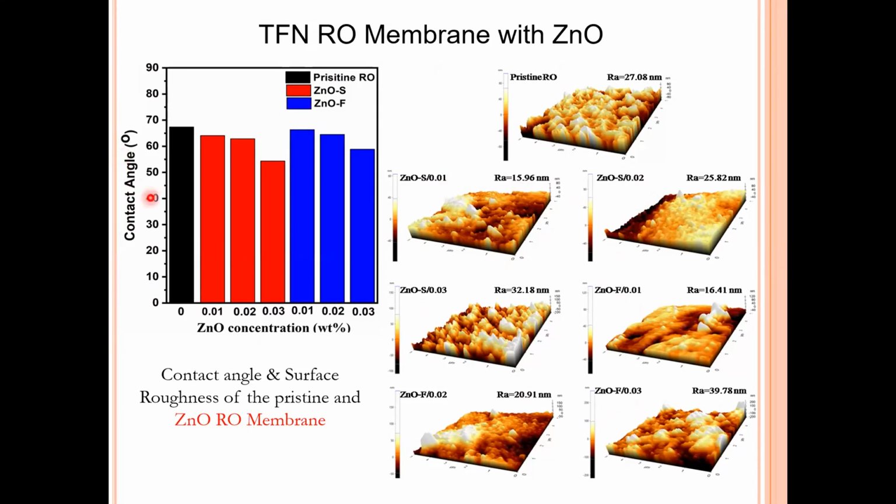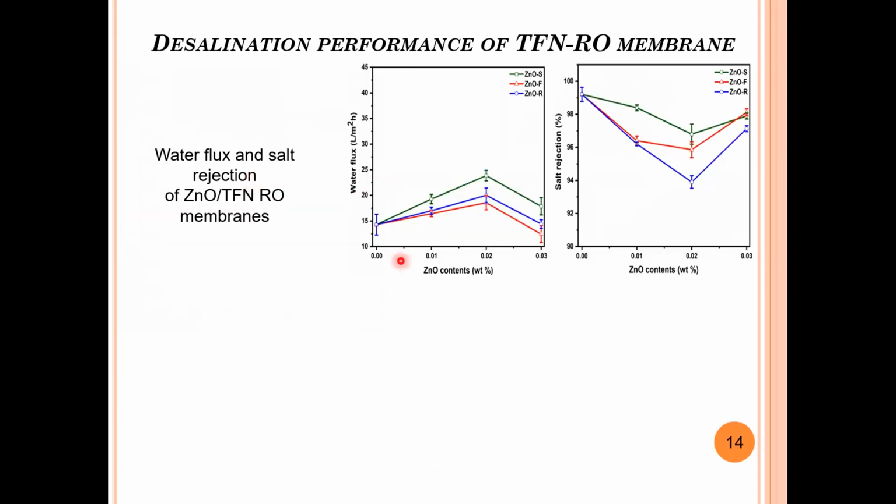The same thing with the contact angle: with respect to the increase in ZnO concentration, the contact angle is really reducing. But again, this is the compromise between what you want, the salt rejection or your water flux. Right. So this is the graph showing the ZnO content in the membrane with respect to water flux and ZnO content with respect to salt rejection.